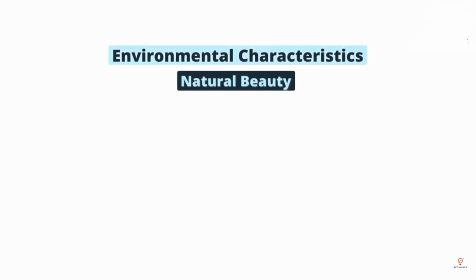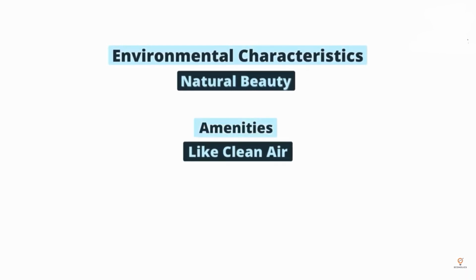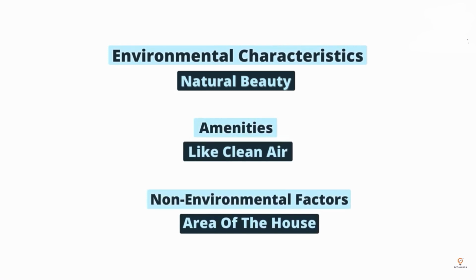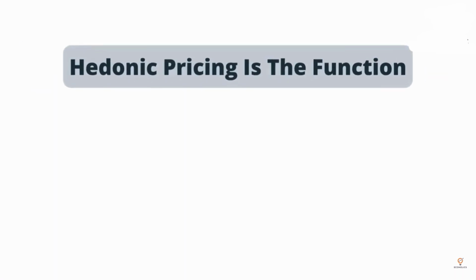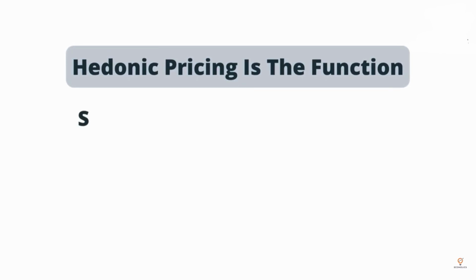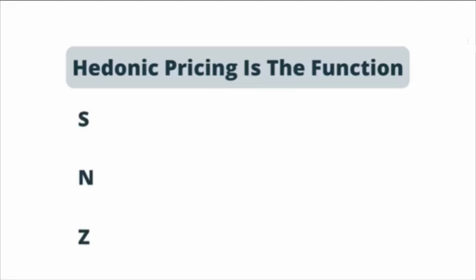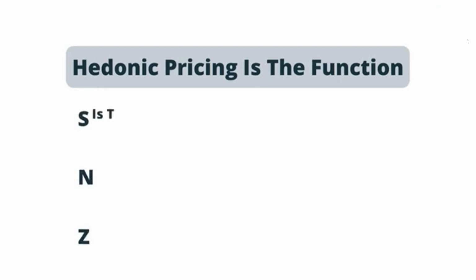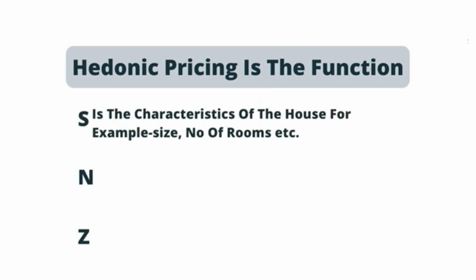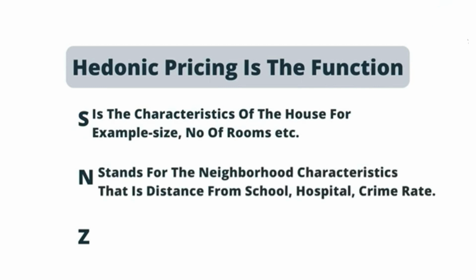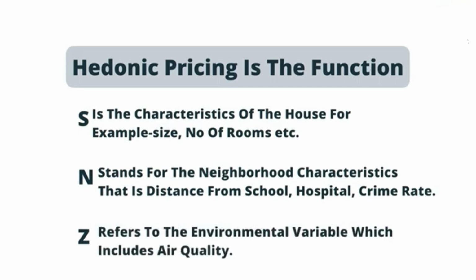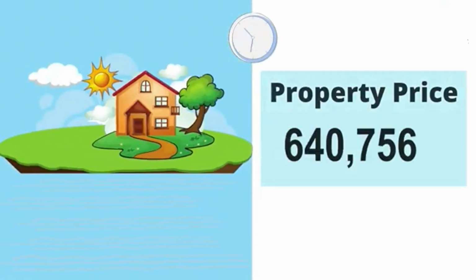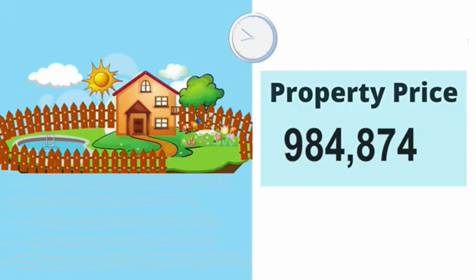So basically how are the prices determined here? They are based on environmental characteristics like environmental quality, scenic views, and public services, as well as non-environmental factors of the house such as the number of rooms and the square feet area of the house. So hedonic pricing is a function of S, N, and Z, where S is the characteristic of the house, for example the size and number of rooms. N stands for neighborhood characteristics, which is distance from public services like hospitals, schools, police stations, and crime rate zone. And Z refers to the environment variables like air quality and sound quality. See, I told you it was not difficult.